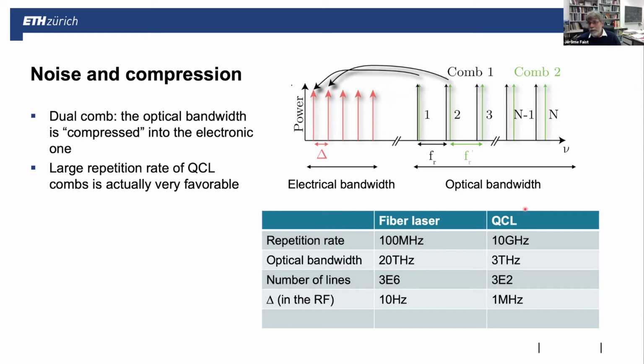Whereas if you take a quantum cascade laser where you start with 10 gigahertz, and you maybe have a bandwidth of 3 terahertz or so, you have many fewer lines. It means that it's easy, you can have 1, even 10 megahertz of spacing between the modes. And that means, of course, that you can now do your acquisition much faster.